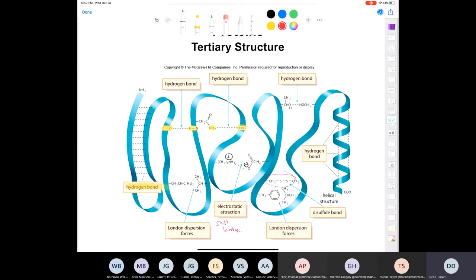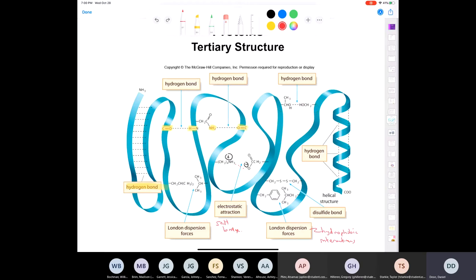We have a disulfide bond here. We have London dispersion forces, right? The London dispersion forces, that's the same thing as the hydrophobic interactions, same darn thing. Other hydrogen bonds are shown in an alpha helix. A hydrogen bond shown here, this would be what? A threonine and a serine here, and so on and so forth.